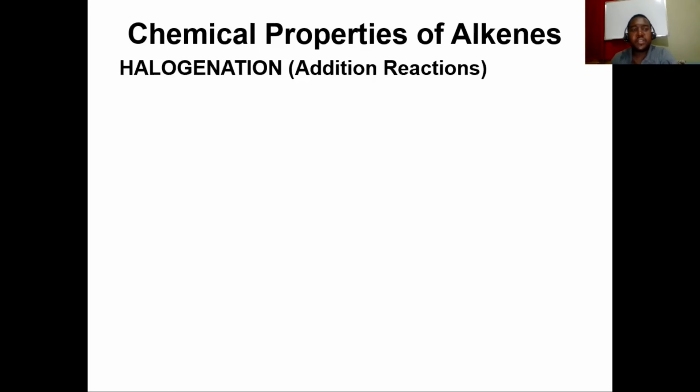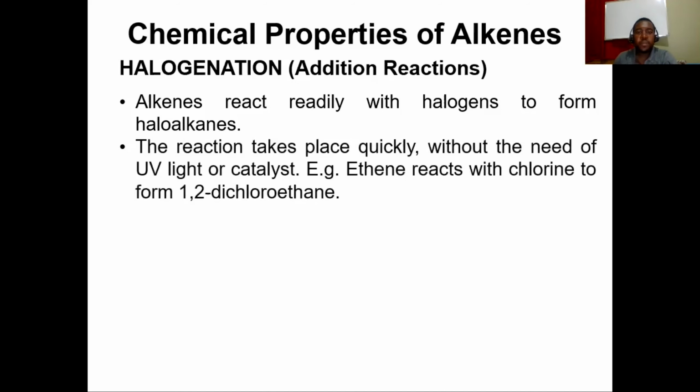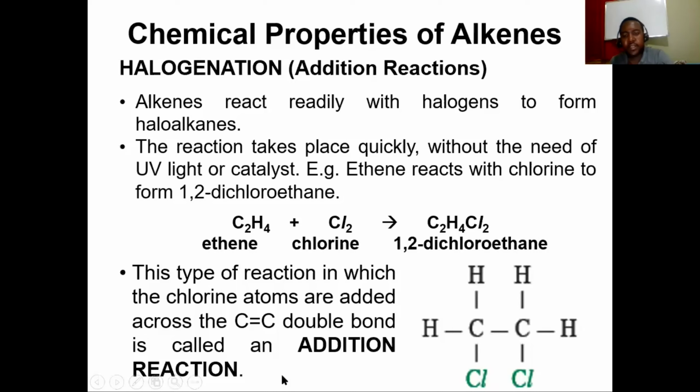So we have halogenation. By the name, we notice that we just add a halogen to the compound, right? The reaction takes place quickly without the need of UV light or a catalyst. So ethene can react with chlorine to form 1,2-dichloroethane, right? Remember, ethene has a double bond between its two carbons. If we break that double bond, then that means we have two available bonds that our chlorine can be bonded to. So it's Cl2, so one Cl goes on one carbon and the next Cl goes on the next.